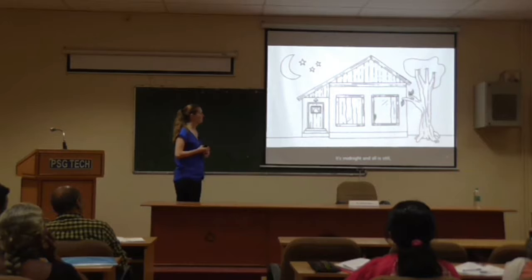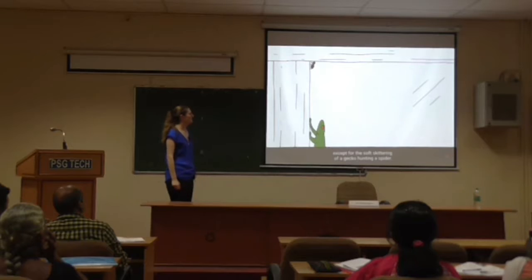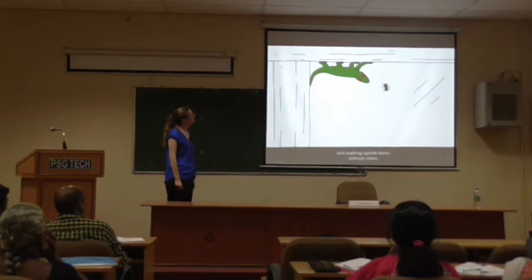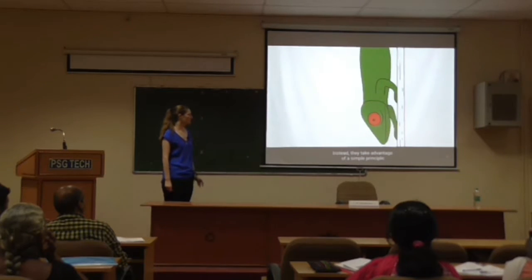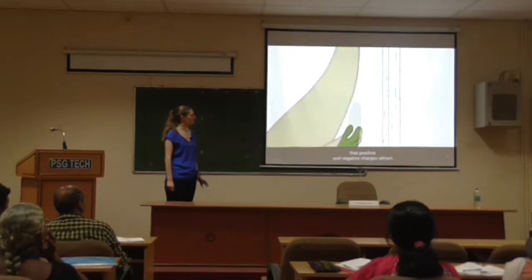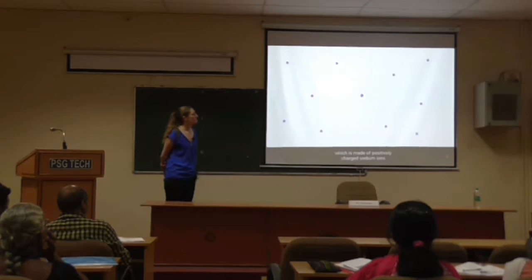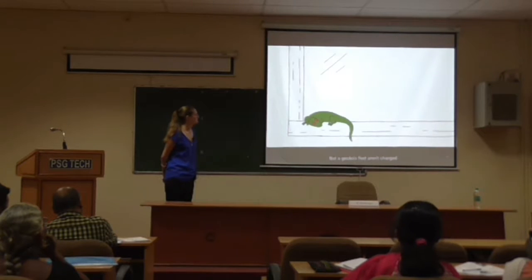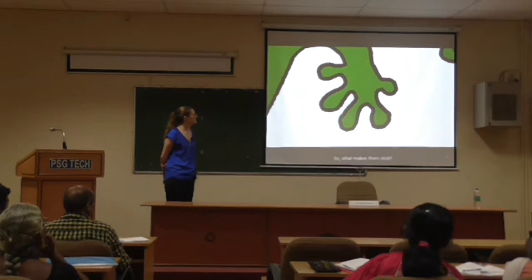It's midnight, and all is still, except for the soft skittering of a gecko hunting a spider. Geckos seem to defy gravity, scaling vertical surfaces and walking upside down without claws, adhesive goos, or superpowered spiderwebs. Instead, they take advantage of a simple principle, that positive and negative charges attract. That attraction binds together compounds like table salt, which is made of positively charged sodium ions stuck to negatively charged chloride ions. But a gecko's feet aren't charged, and neither are the surfaces they're walking on. So, what makes them stick?